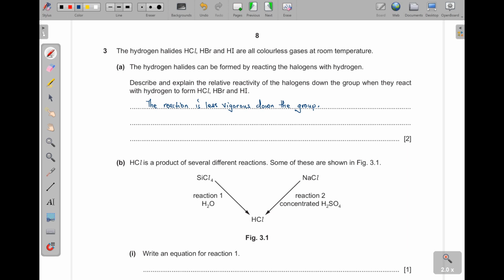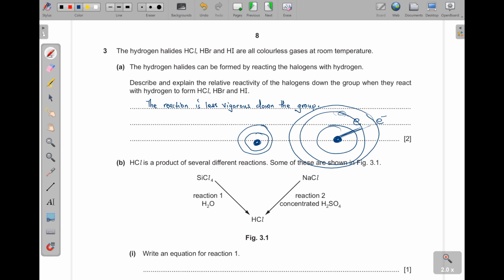As we go down the group, shells are being added. When shells are being added, the outermost electrons, or the incoming electron, are far more distant from the nucleus compared to the one that has very few shells. So the reactivity is very strong here. The reaction is so vigorous for chlorine because it is smaller than bromine and iodine.